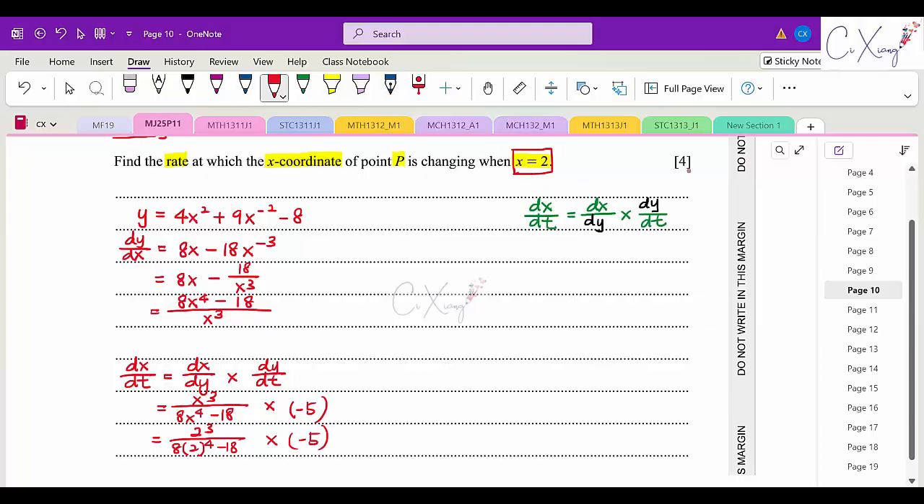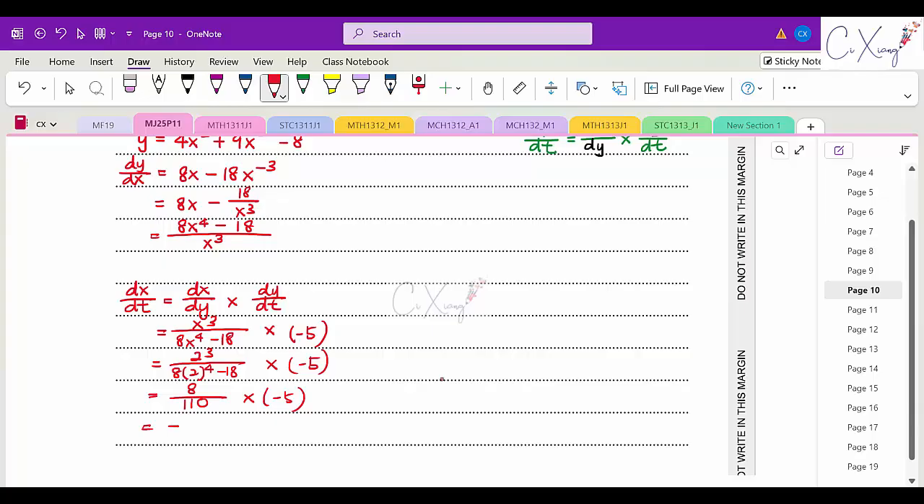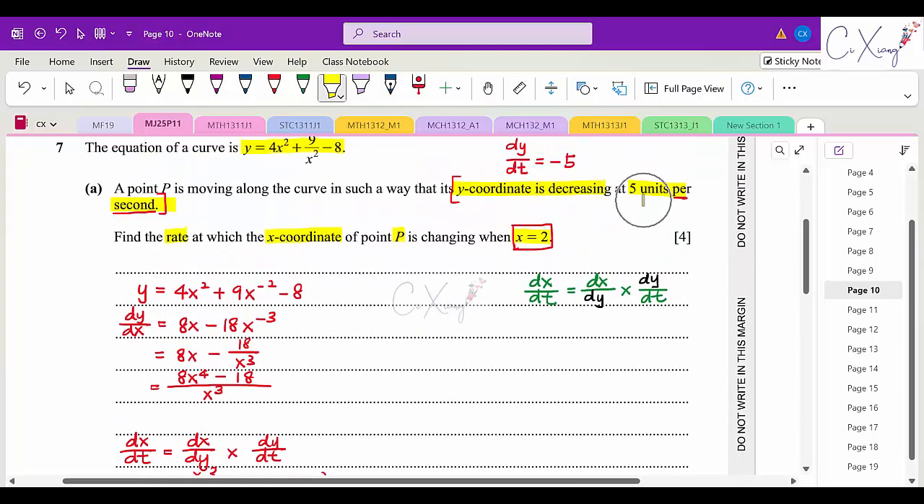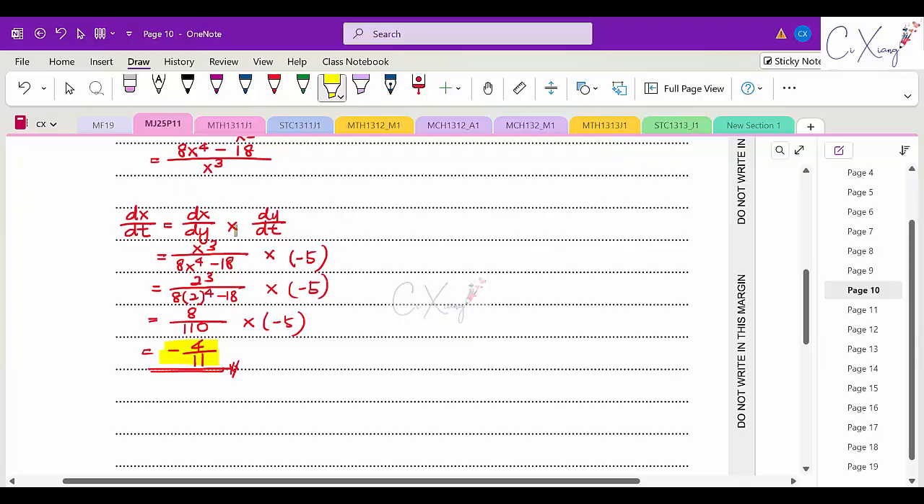Okay, if you don't make any careless mistake, by right you will have 8 divided by 110, then multiply with negative 5. Eventually you will get negative 4 over 11 after you simplify your answer. So this is the rate of change for the x coordinate. If you want it to be more accurate, you can tell them that it is negative 4 over 11 units per second. So this is how we solve 7 part A.